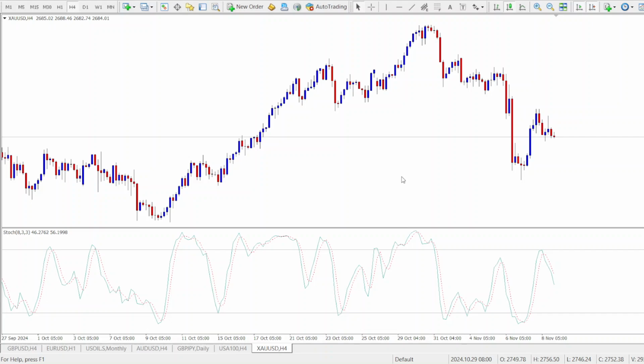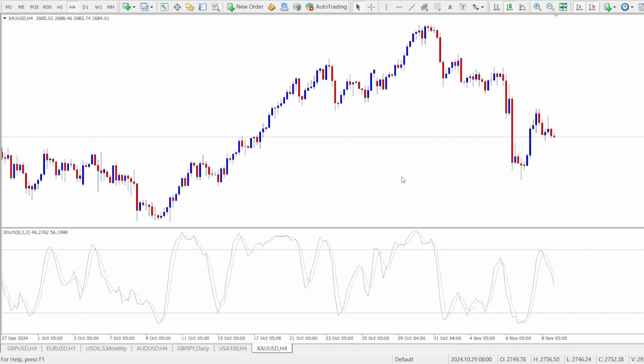So if you're someone who doesn't want to be glued to the screen all day but still wants consistent signals, the 4-hour chart is perfect. And with the right stochastic settings, you can maximize its effectiveness. Let us get into the meat of it, which is the settings.